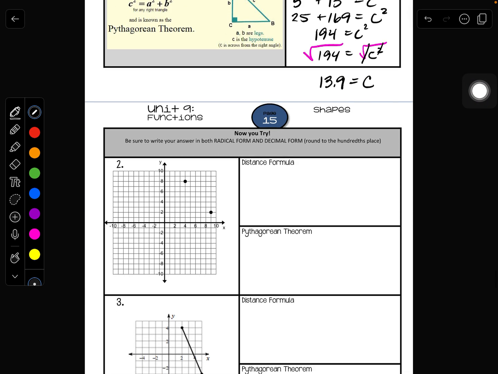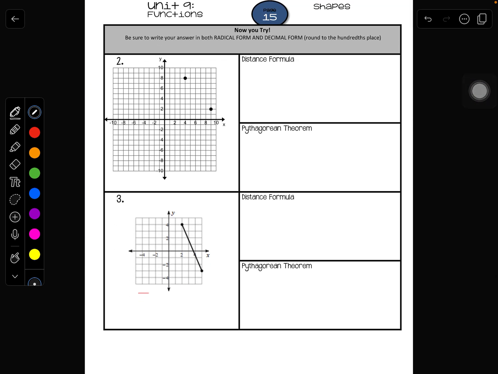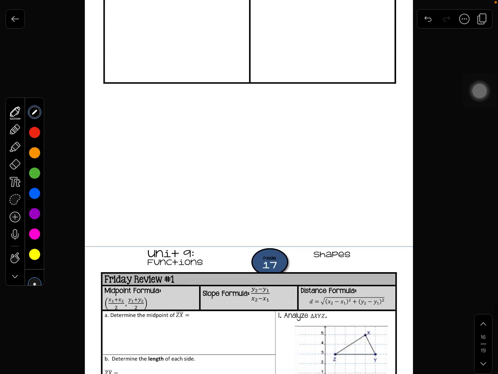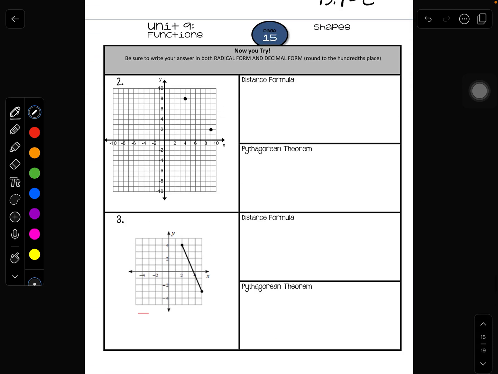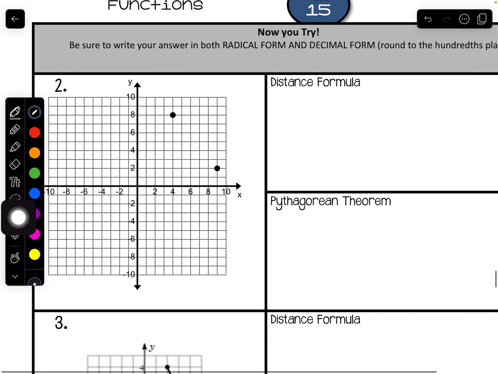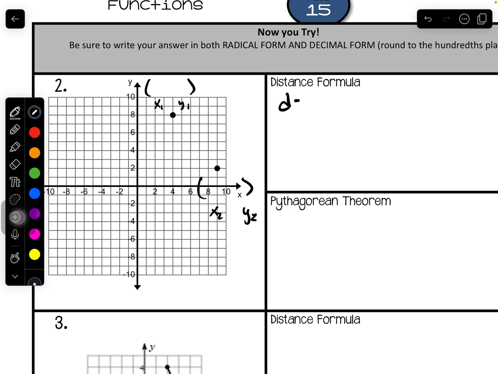So as you continue along with page 15 and 16, all right, I want you to use the distance formula and the Pythagorean theorem to show that you're getting the same distance between the two. Don't forget to start by identifying the ordered pairs and then labeling them as your x1, y1, your x2, y2. And then for distance formula, you're going to plug everything into that distance formula, right? X1 minus x2 squared plus y1 minus y2 squared, and we'll take the square root of all of that.